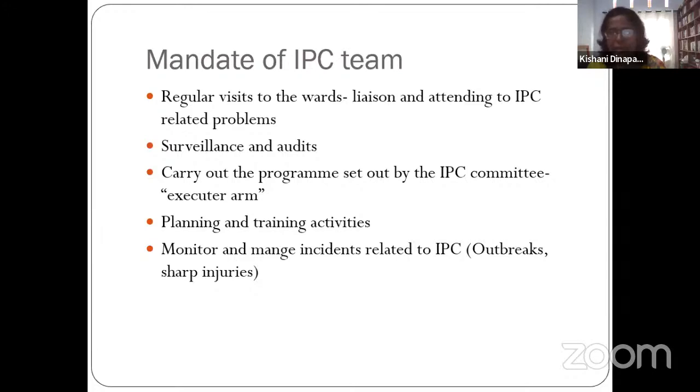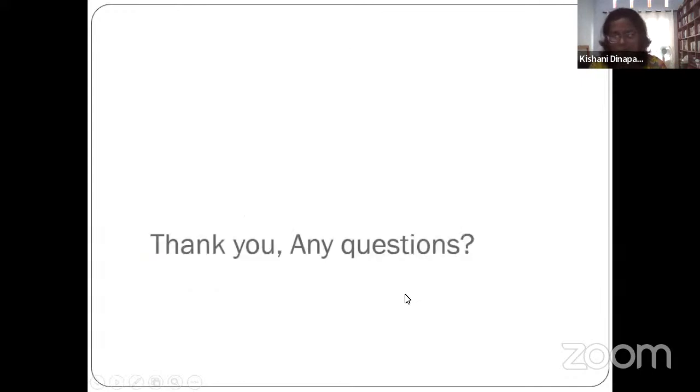Planning and training activities will also be done by the IPC team, and they would closely monitor and manage the incidents related to IPC. So that is my lecture. I hope that I have given you a basic understanding regarding infection control practices and microbiology services in the hospital.